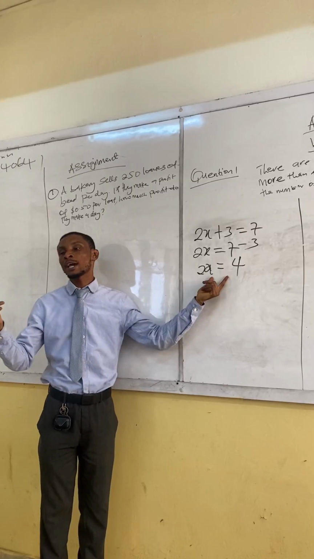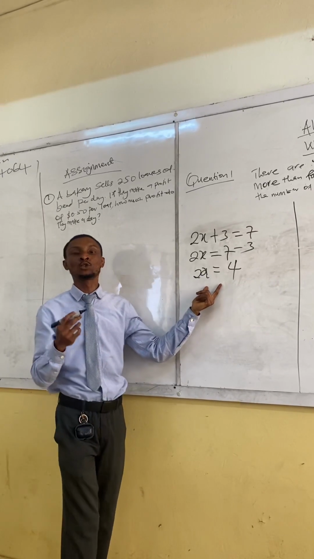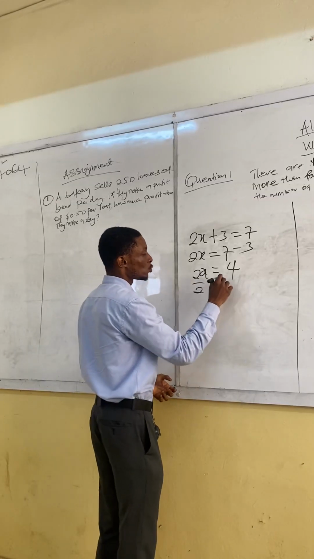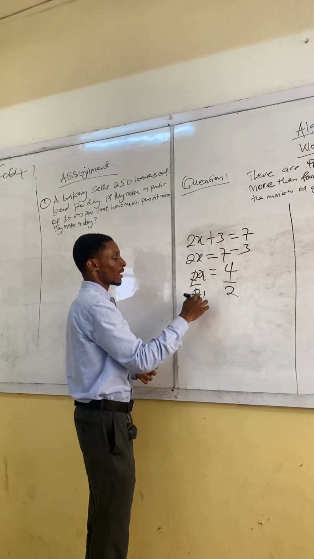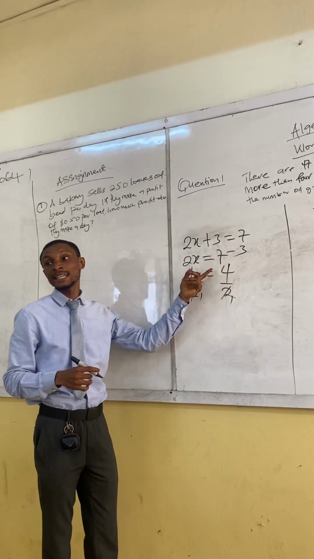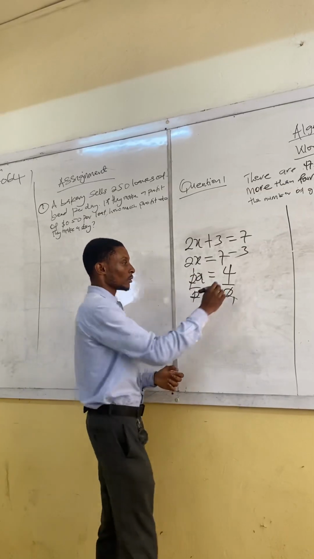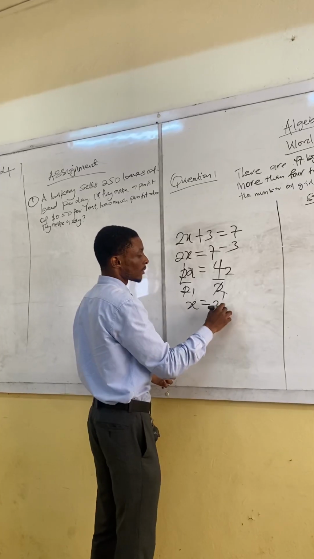So right now, getting to this stage, what are we going to do? We are going to solve for x. So before we solve for x, we have to divide both sides by what? By 2. So we divide here by 2, we divide here by 2. 2 goes into 2, it will give you what? 1. 2 goes into 4, what are you going to get? 2. So you have what? X is equal to what? 2. That is the answer.